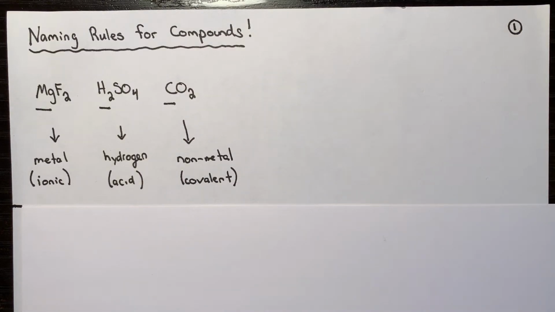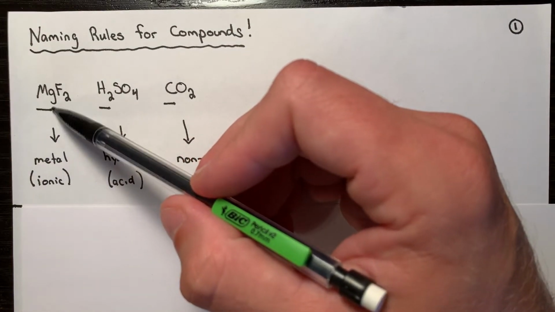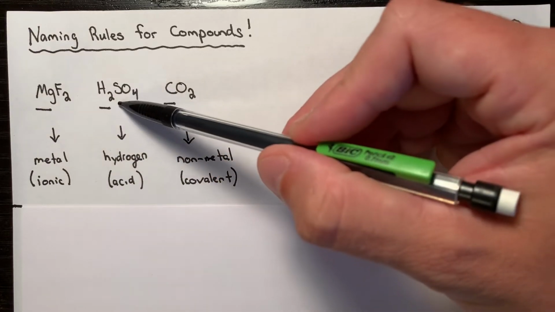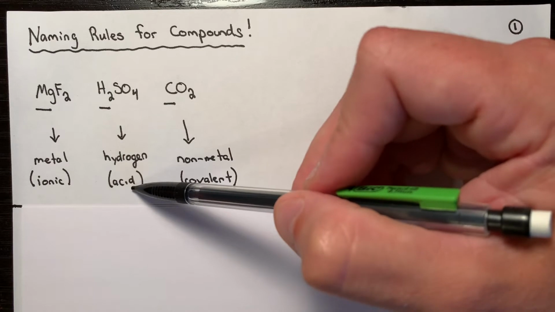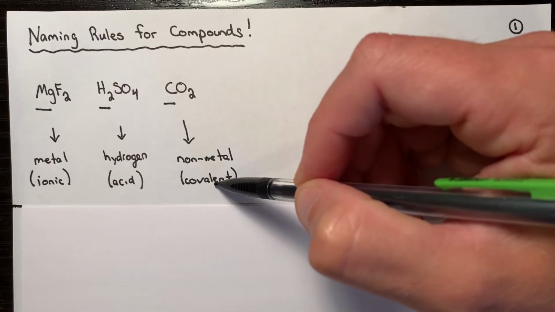This video is going to focus on naming rules for compounds. In this course, we are going to deal with three different types of compounds that can largely be differentiated by what they begin with. So here we find that this compound starts with a metal, qualifying it as an ionic compound. This compound here starts with a hydrogen. It's going to be an acid. This one starts with a non-metal, which means it's going to be covalent.